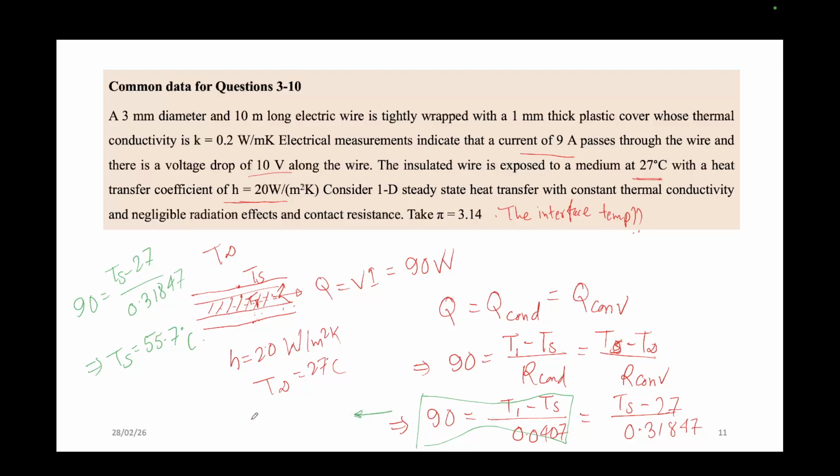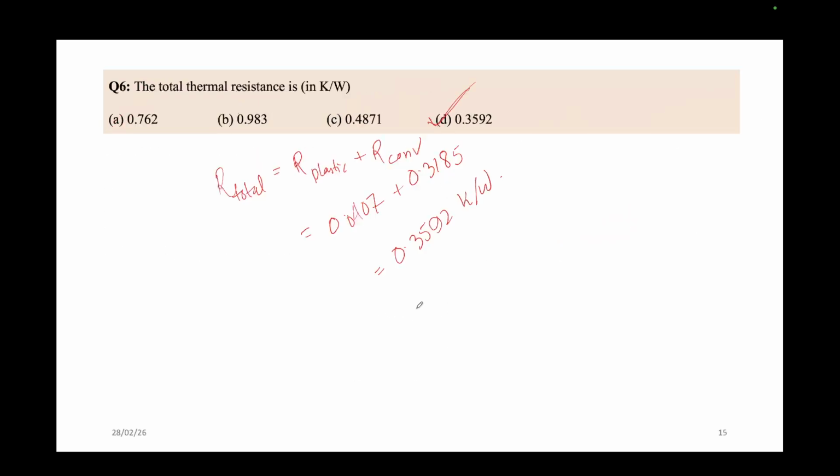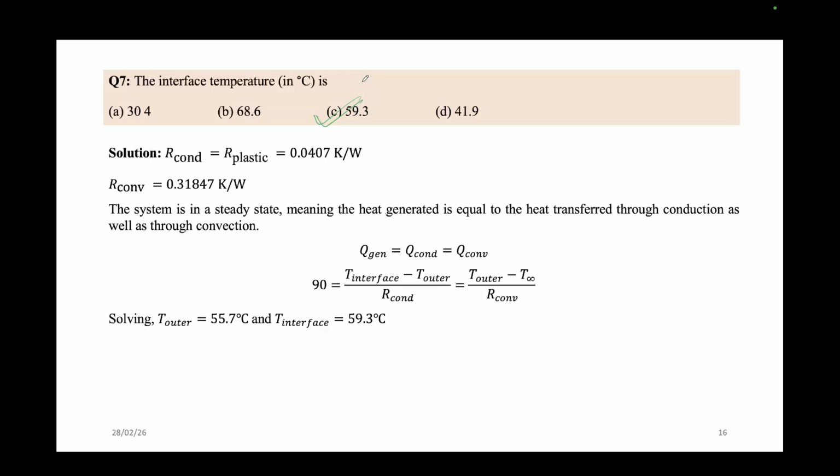Similarly, after that you can solve the other equation and you will get this T1, the interface temperature. T1 basically means interface temperature. What is this value? You have to calculate and you will get the temperature as 59.3 degrees centigrade. Okay. So option C is your correct answer. I hope that you understand this.